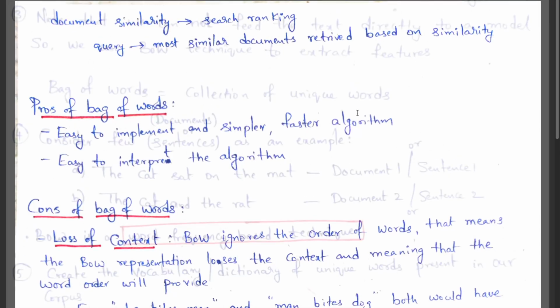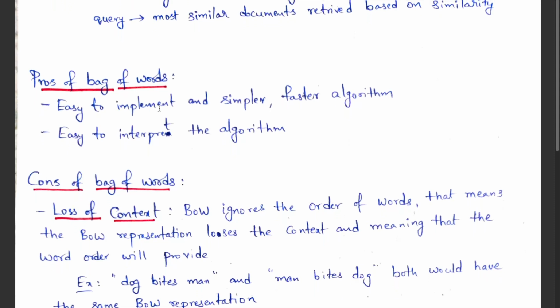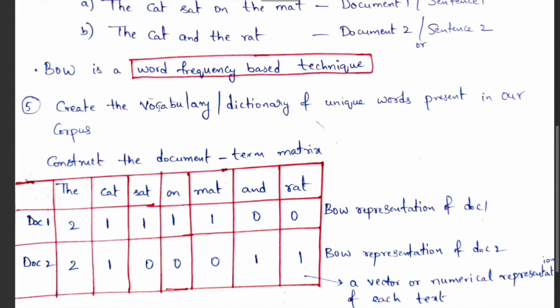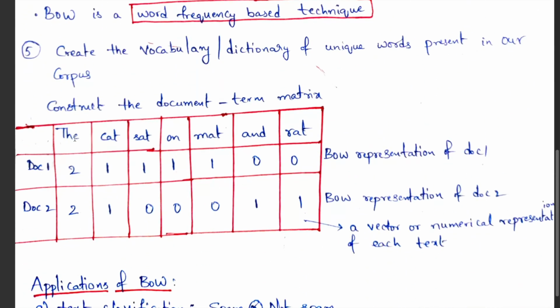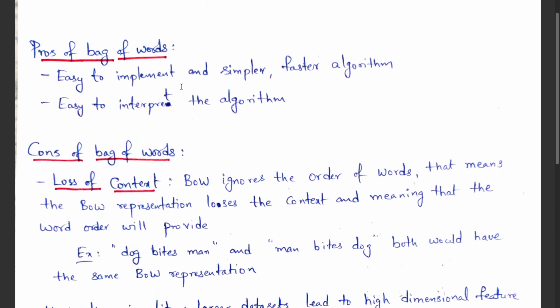Now let's discuss the pros or advantages of this bag of words technique. So it is easy to implement, like we have seen in the previous page. We just need to build this matrix and calculate the frequency of each term, and out comes the vector representation of each document. So it is easy to implement, and it is also very fast. The computational resources required for implementing this algorithm are also less, and it is also easy to interpret for us humans. The bag of words algorithm is simple in that sense that we can easily understand it.